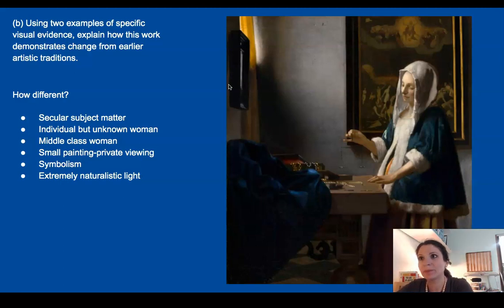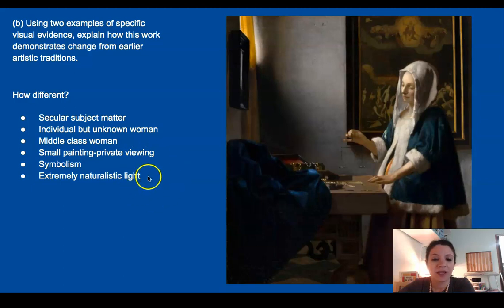And I think that's really important because that is really different than what we have seen before, or what we see in France or Italy, or something like that. Okay. Other things you could talk about that are different. It is a very small painting, and so that suggests it was made for private viewing. This kind of goes with the secular subject matter, but it's a middle-class woman. It's not a wealthy lady, okay?